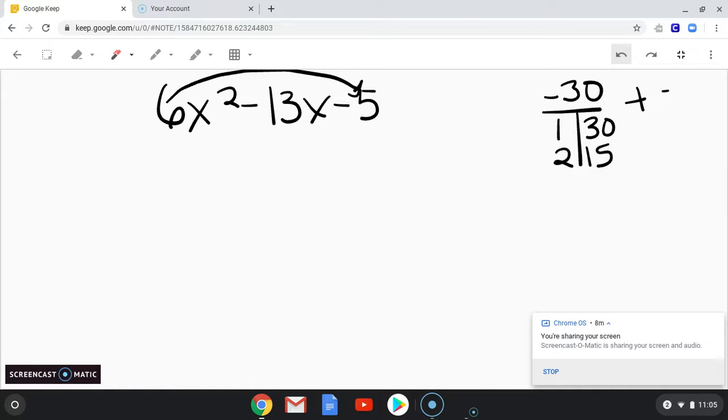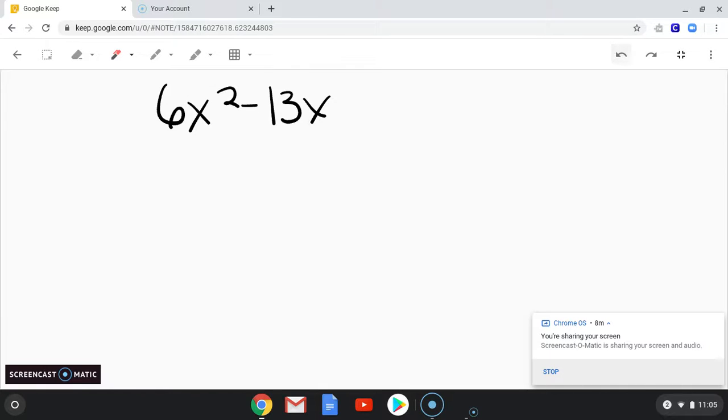Almost there. So this next one is going to be what we call a special case. It's going to be missing a middle term. So let me show you what this one looks like. This next one is going to be 4x squared minus 25. Notice it's missing the middle term.